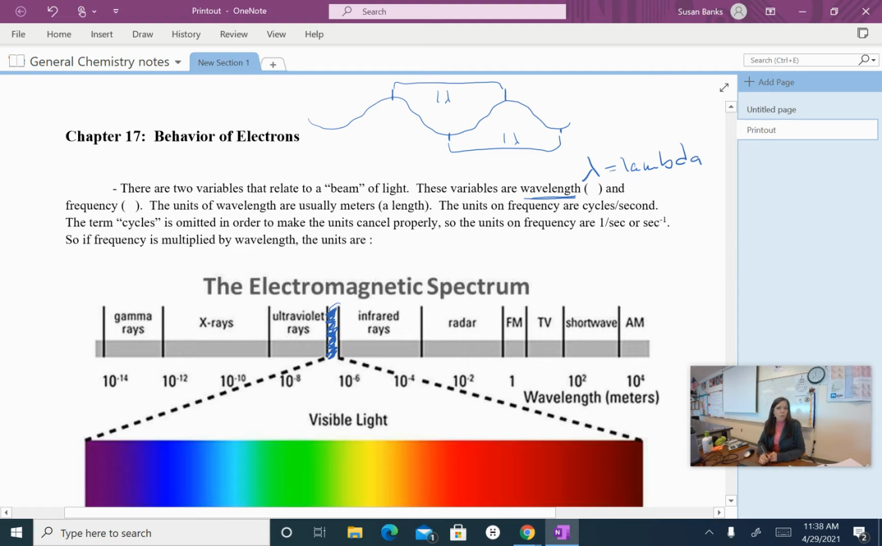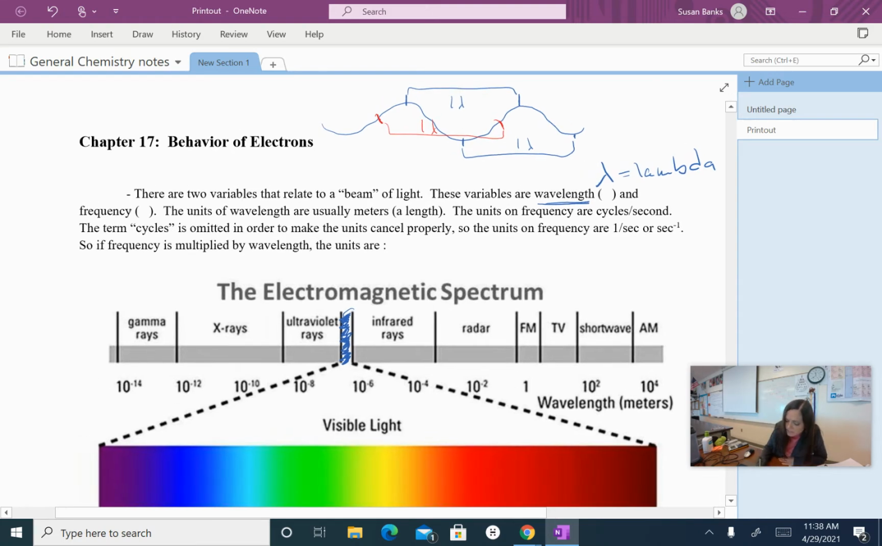Now, does it really matter where on the wave we measure from? Not really. It matters that we measure a whole cycle. So I could measure from here to here. That would be a wavelength as well. Okay? So that would be one wavelength, just as long as we are measuring from the same part of a cycle to the same part of the next cycle. That is a wavelength. Okay? And frequency. Frequency we designate with the Greek letter nu.